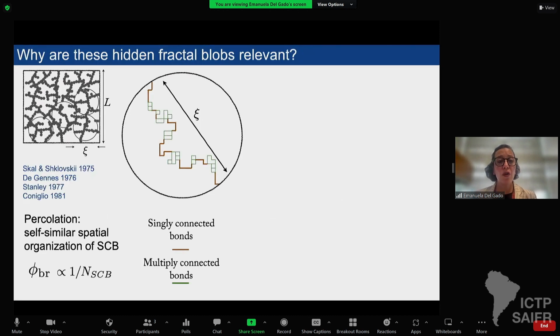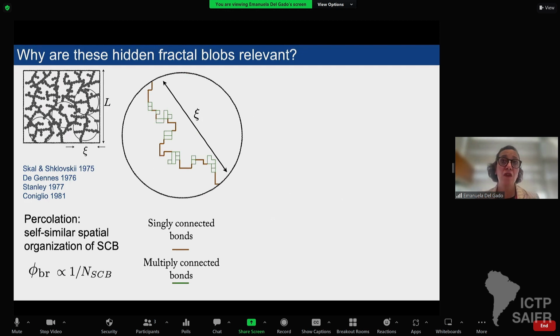Okay, so the question is, why are these fractal blobs that are embedded in my structure relevant to the rheological response of the system? And the idea is the following. If I go back to this blobs, links and nodes model that people had developed for a fractal percolating cluster close to a percolation transition, one very important insight is that not all the bonds are created equal.